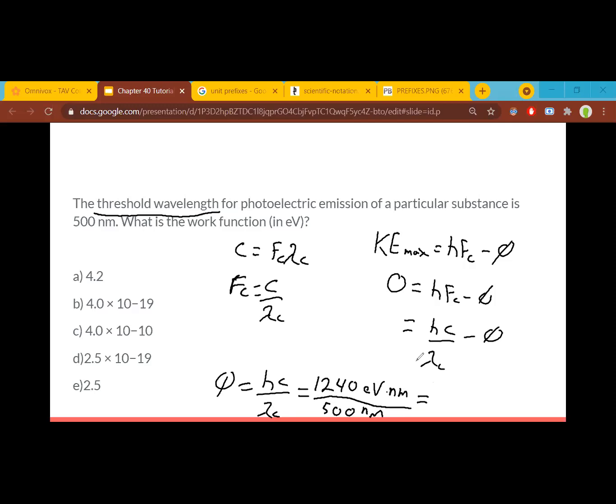So if you do that, you have 1240 divided by 500, you should get about 2.5. And you can always keep track of the units.